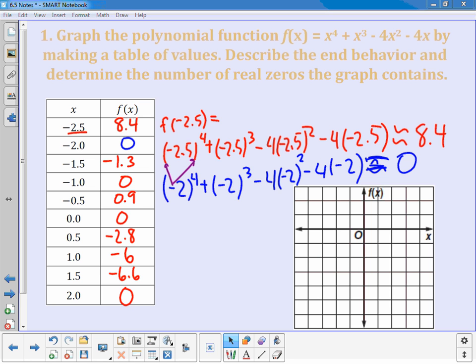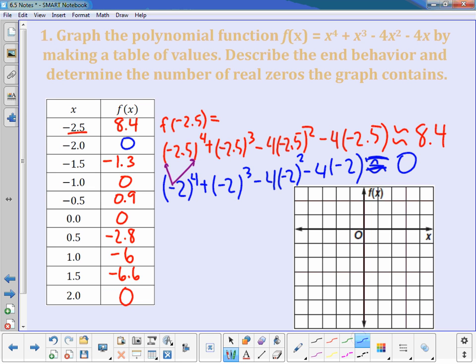All right, so I finished out my table there. Those are the values that I have for my function. The rest of them were -1.3, 0 again, 0.9, and then 0 again, -2.8, -6, -6.6, and 0 again. Okay, you can see that my graph kind of goes up and down. It starts positive, goes down to negative, goes back to positive, goes back down to negative. So I've got some changes going on here in the direction. Now I want to go ahead and put those points on my coordinate plane.